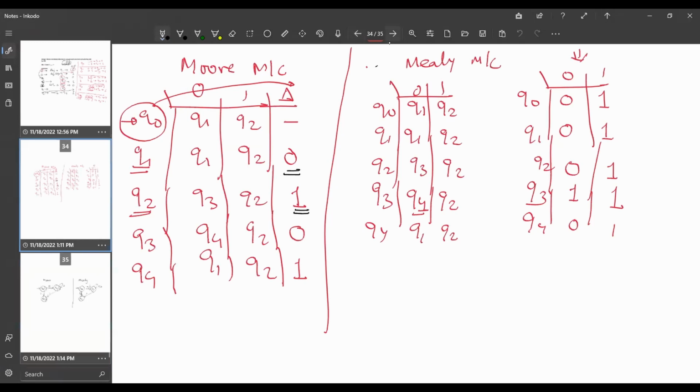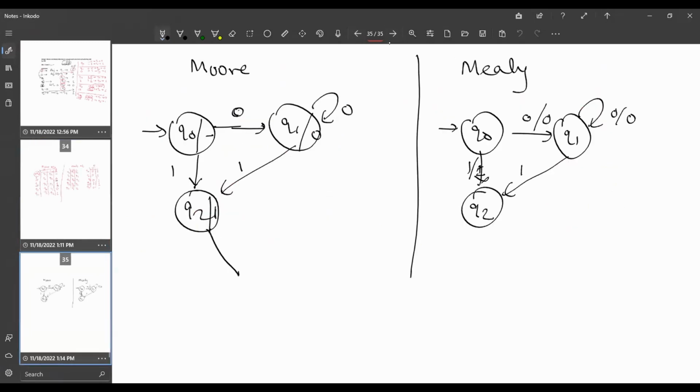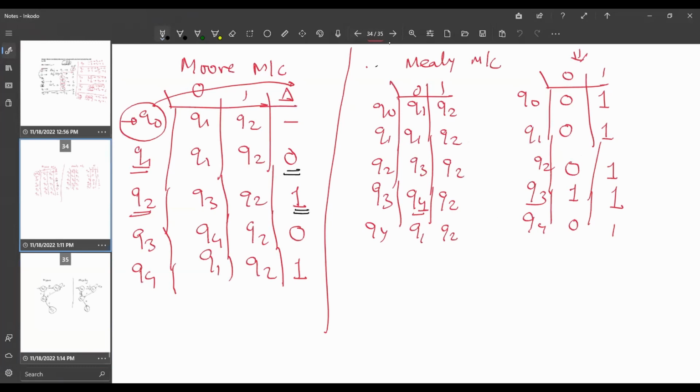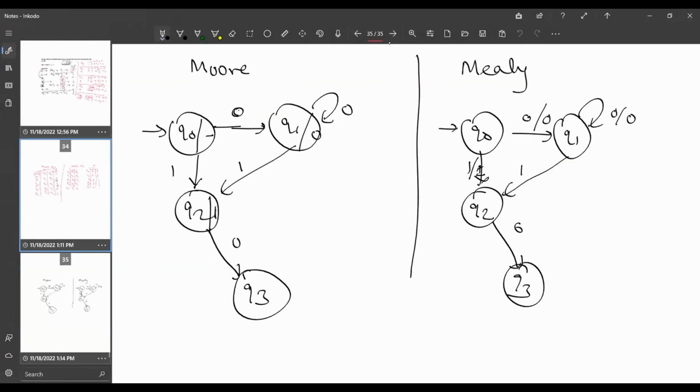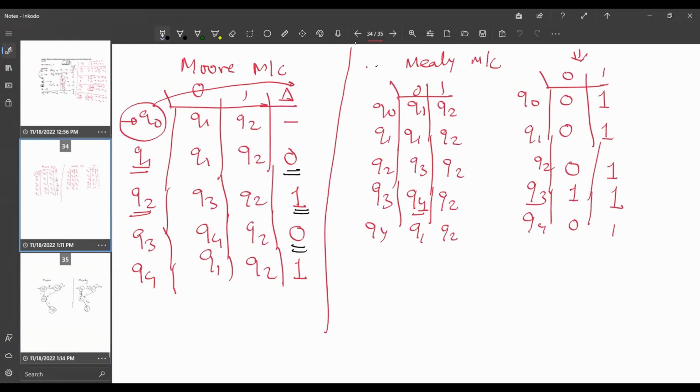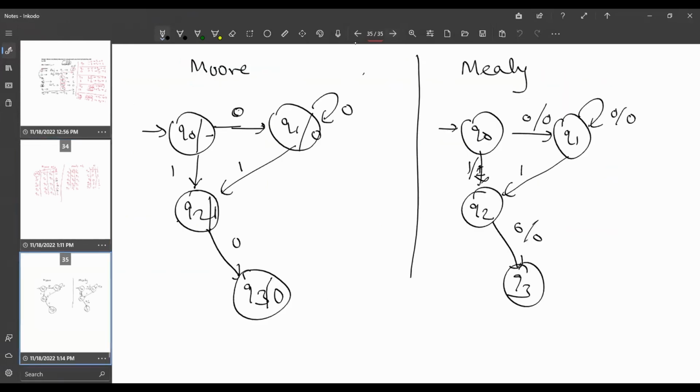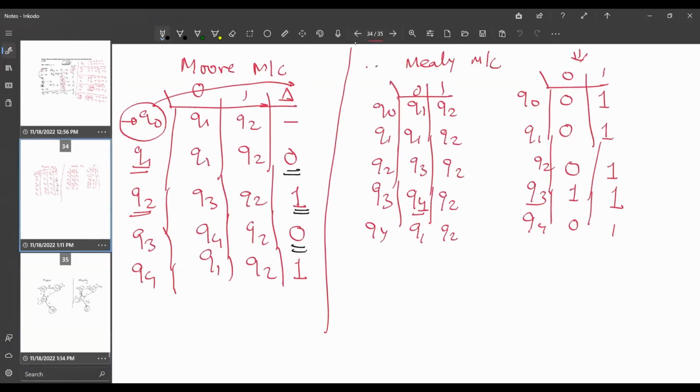Now Q2 on 0, it is going to Q3. Now what is the output of Q3? It is 0. So that we can write within the state of the Moore machine and on the transition in the Mealy machine. Now Q2 on 1, it is going to itself.